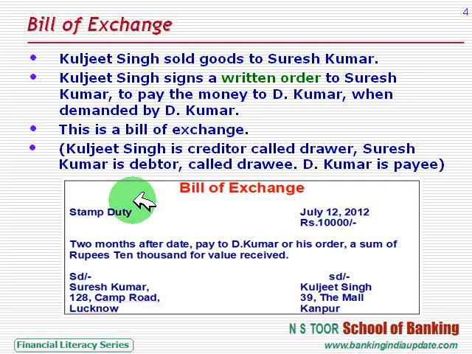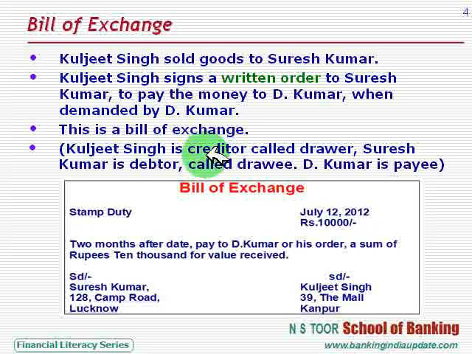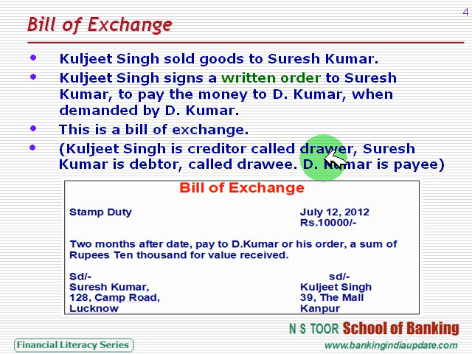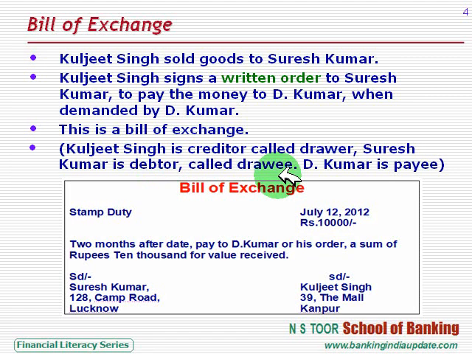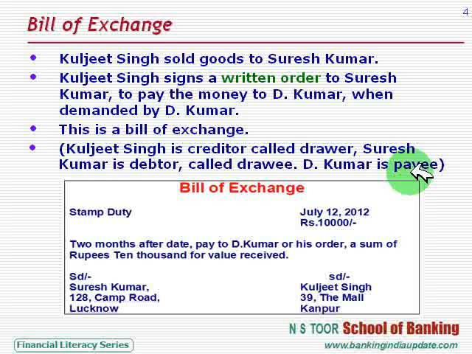In this case, Kuljit Singh, who is to get the money, creditor, is called drawer. Suresh Kumar, who is to make the payment, is called debtor. And on the order of Kuljit Singh, the drawer, the person who is to get the payment is D. Kumar. He is called payee.